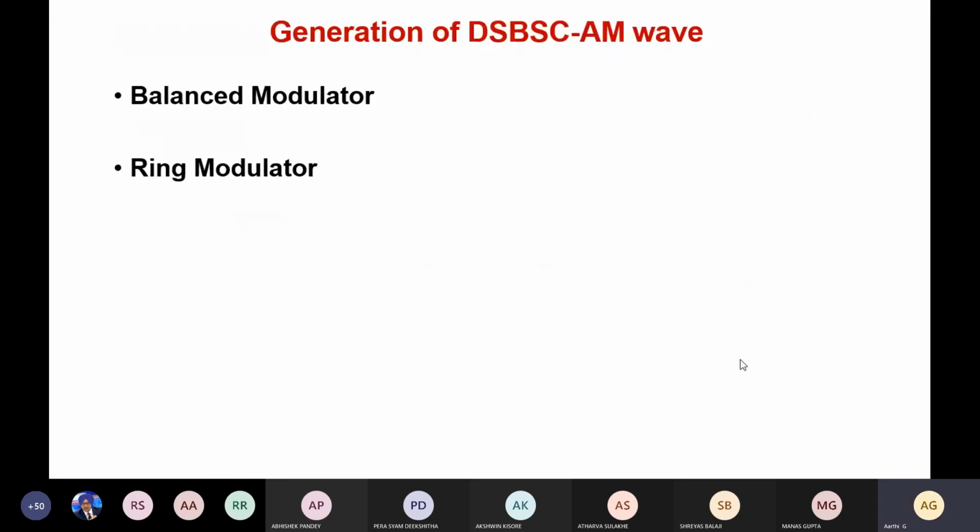Let us see about the generation. What different modulators are we using for generation of the DSBSC AM wave? We have two types of AM DSBSC generation. One is called the balanced modulator, and the other one is called the ring modulator. Let us study what is called a balanced modulator.